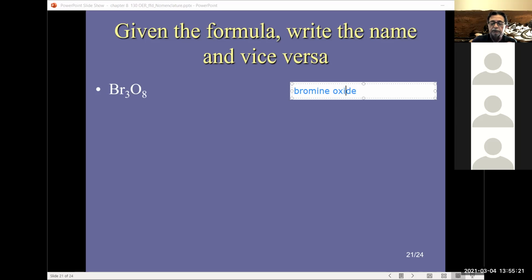We go back now and put the prefixes. There's 3 bromines. So there's tribromine. And there are 8 oxygens or oxides, octoxide. Now notice I got an A there, right? So the general rule is when you combine them, you're supposed to drop the A and leave it at that. Octoxide, or octaoxide. Either one will work for me.